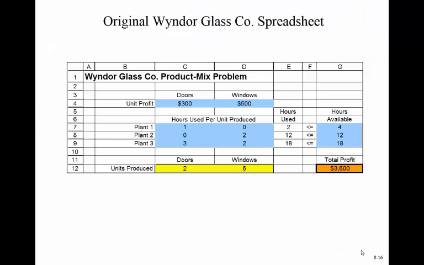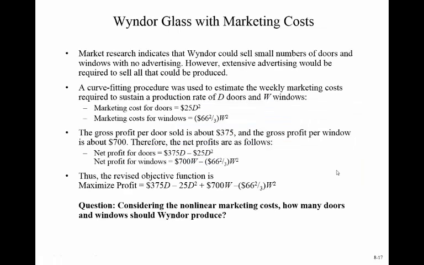Now, the other thing that we want to cover here is, we're revisiting the Wyndor Glass Company. And this was the basic model that we had before. We had unit profit for doors, unit profit for windows. We had the hourly consumptions for the different types of products at the 3 different plants. Now, our total profit was a SUMPRODUCT of the units produced times the unit profit. So it was a purely linear model in that respect.